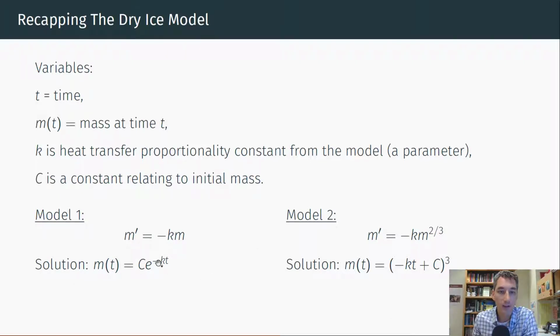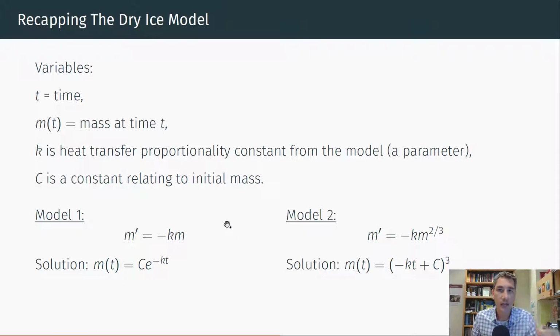When we solved this problem, we got c e to the negative kt, and when we solved this one, we got (negative kt plus c) to the 3rd power. Well, we actually didn't solve this one, but this is what the answer turns out to be, and we'll learn how to solve problems like that later on. And so, keep this in mind.